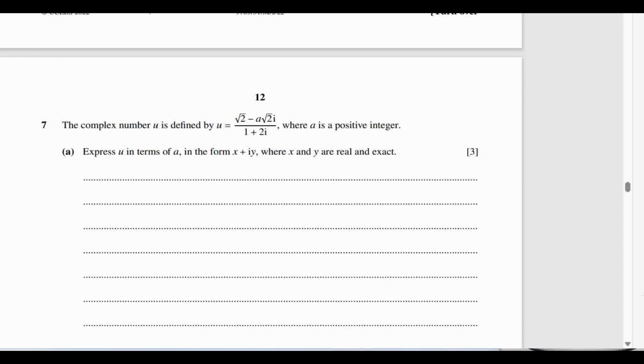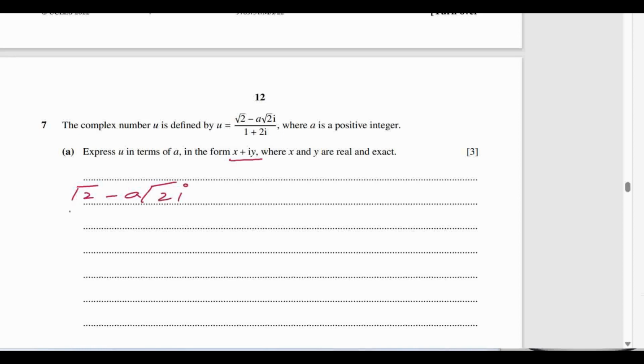Okay, now let's move on to the next question. Question number 7. It is related to the complex numbers. Now the complex number u is defined by this, where a is a positive integer. Express u in terms of a in the form of x plus yi. Okay, now as we know that we have to convert it, it means we have to remove the complex imaginary part from the denominator.